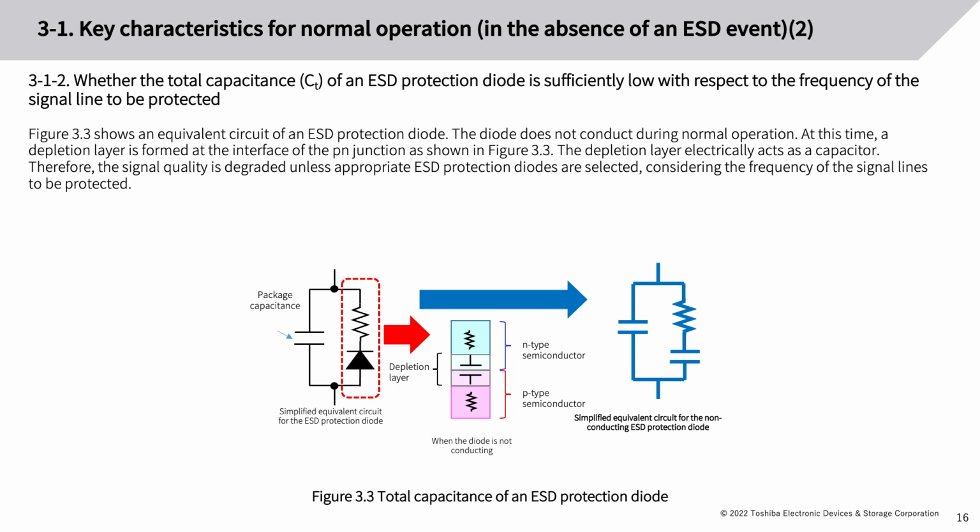2. Whether the total capacitance, Ct, of an ESD protection diode is sufficiently low with respect to the frequency of the signal line to be protected. Figure 3.3 shows an equivalent circuit of an ESD protection diode. The diode does not conduct during normal operation. At this time, a depletion layer is formed at the interface of the PN junction as shown in figure 3.3. The depletion layer electrically acts as a capacitor. Therefore, the signal quality is degraded unless appropriate ESD protection diodes are selected, considering the frequency of the signal lines to be protected.